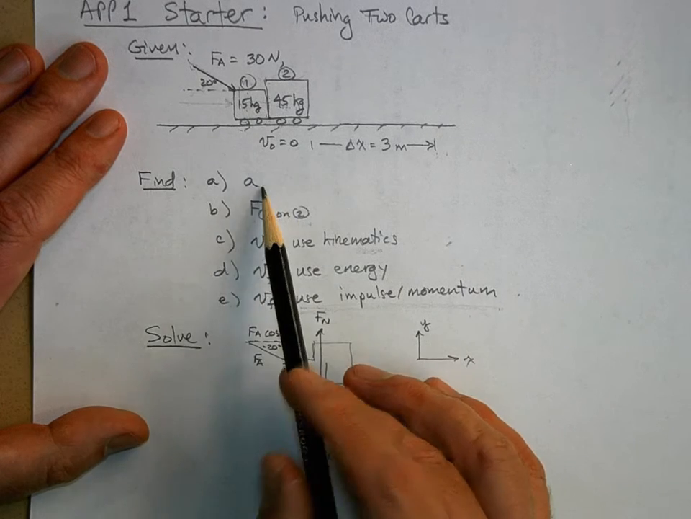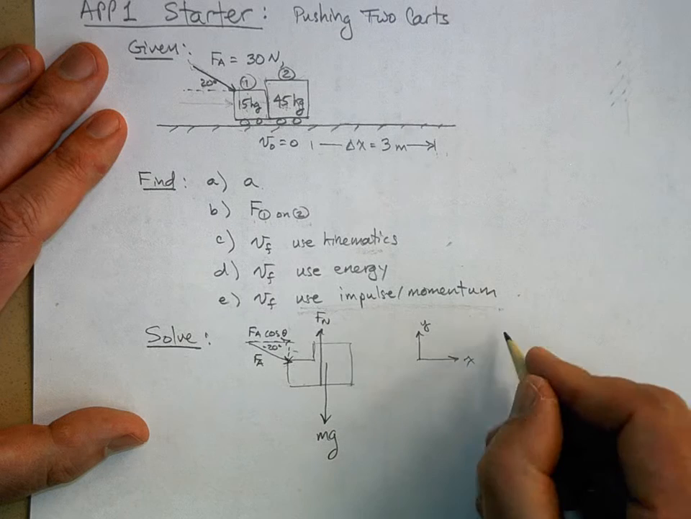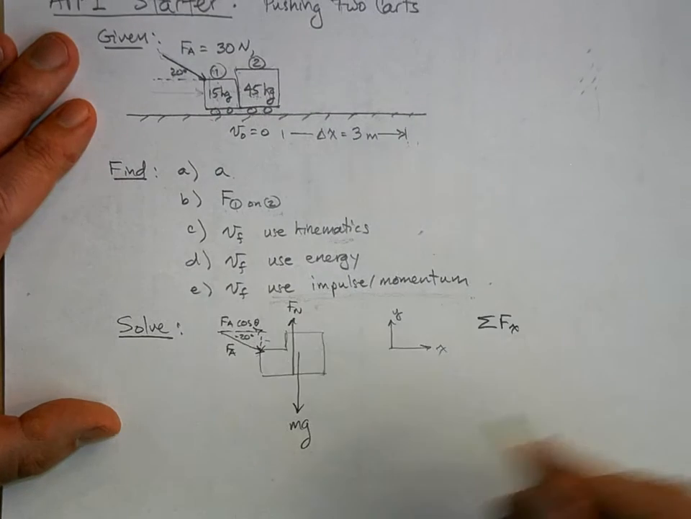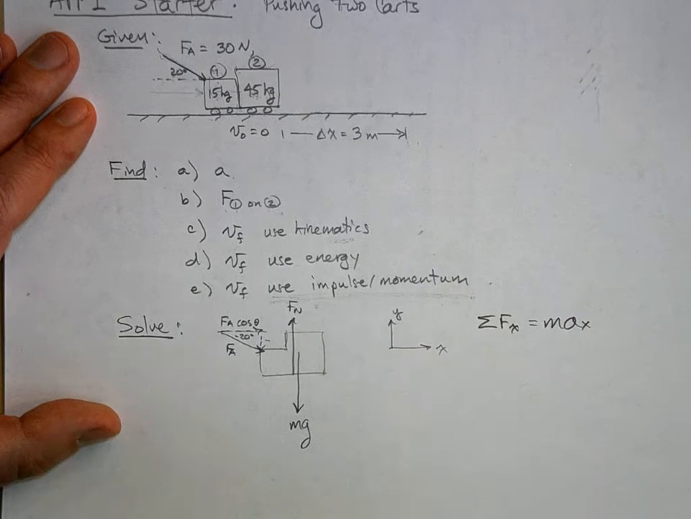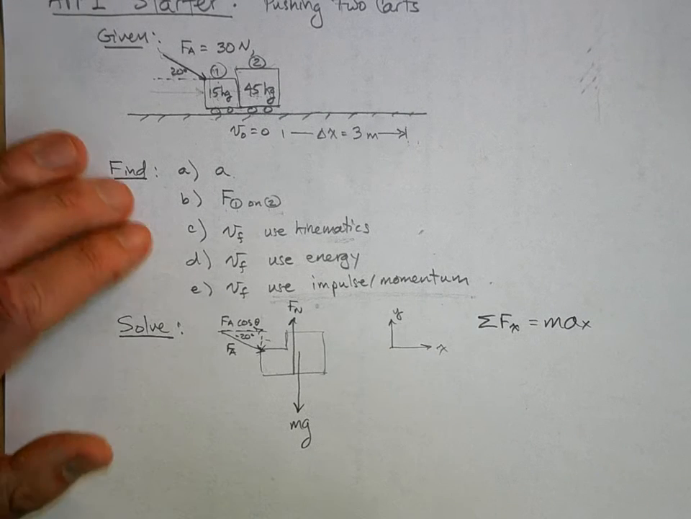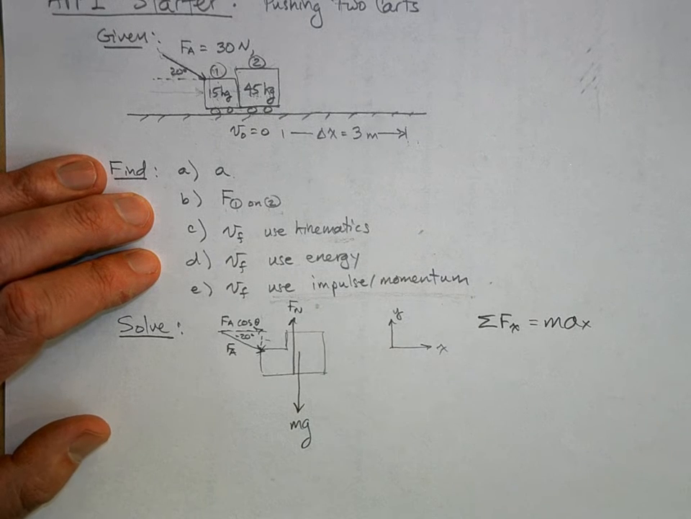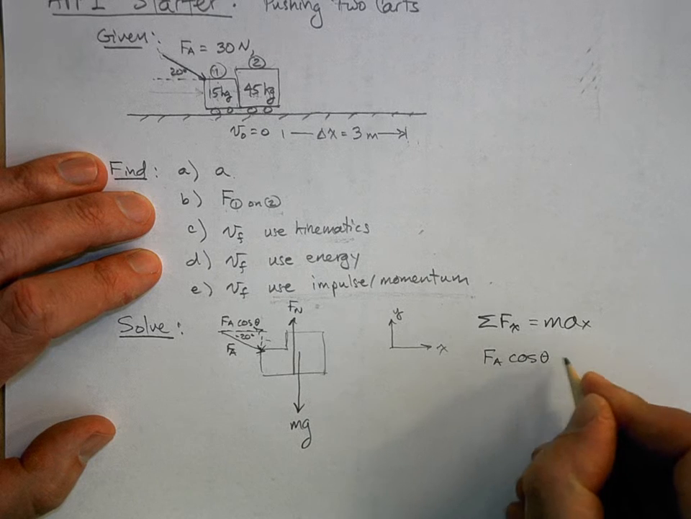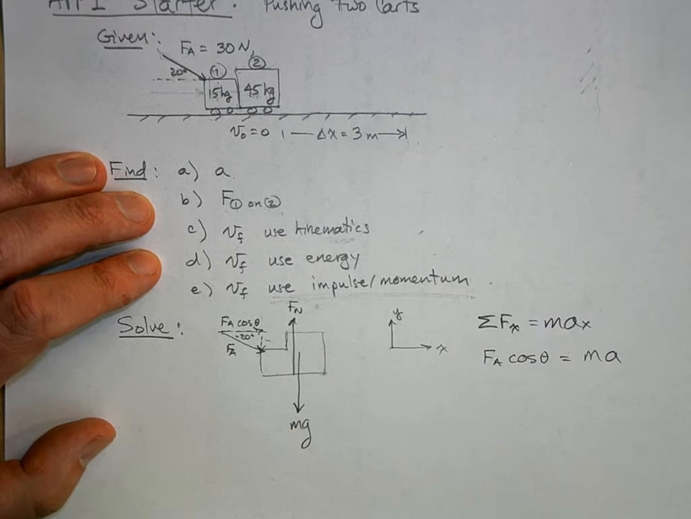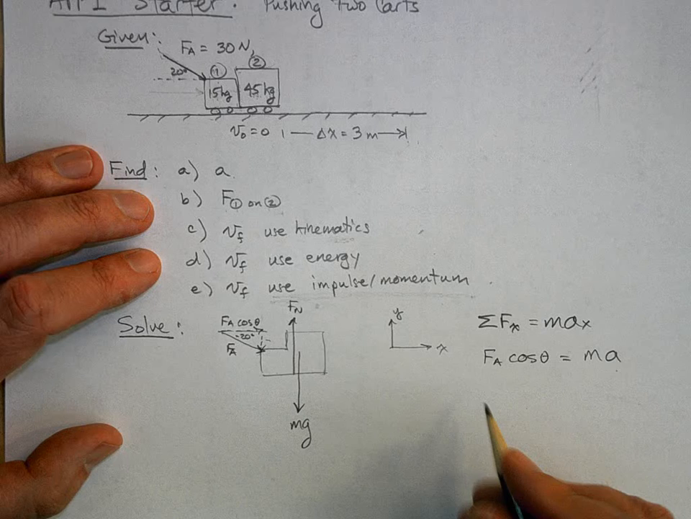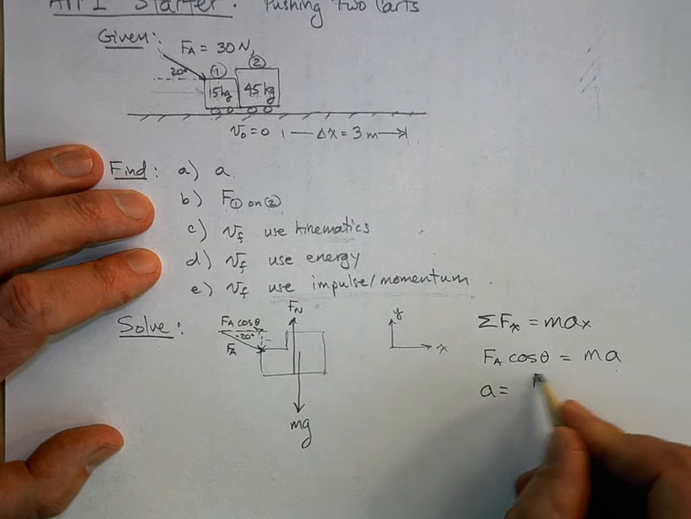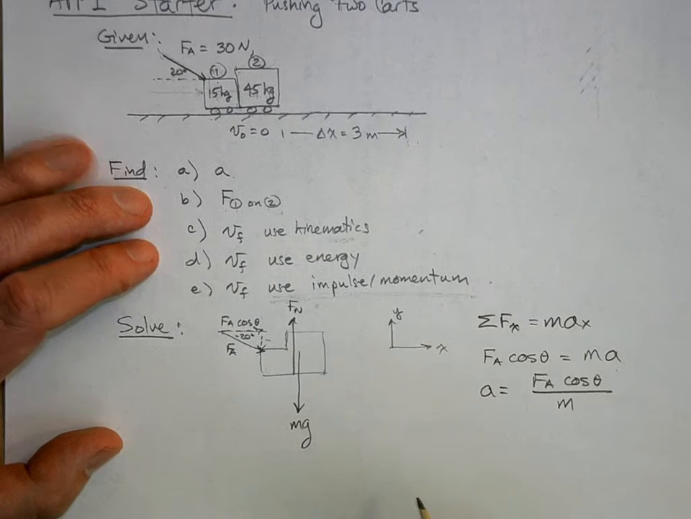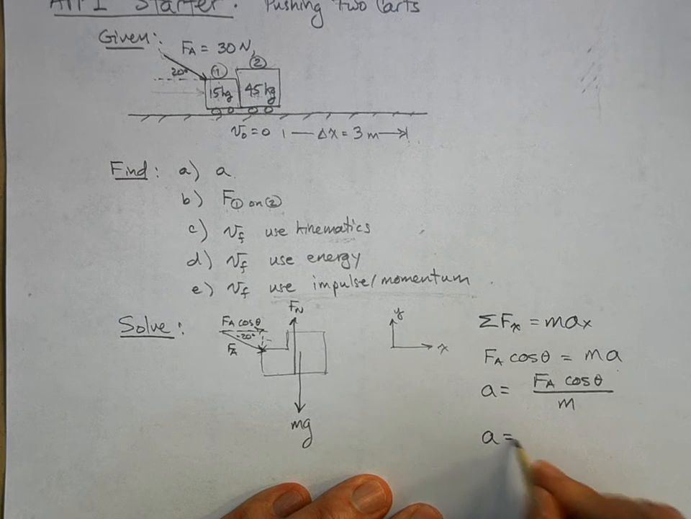I want the acceleration. It's only going to accelerate in the x direction, so I only need to sum the forces in the x direction equals ma in the x direction. Well, what's the force in the x direction? FA cosine theta equals ma. So I can solve for a. a equals the applied force times the cosine of the angle divided by the mass. So let's plug in our values and we'll get our acceleration.